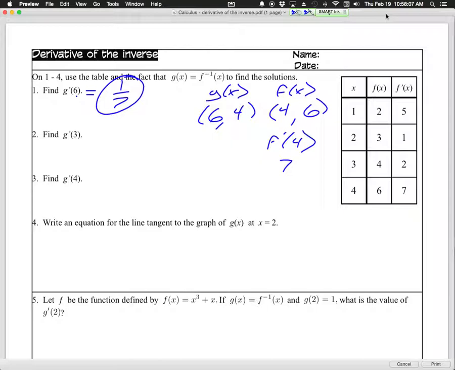It's all about keeping track of your ordered pairs, and when you plug into a derivative, you want to plug in the x value that belongs to that function. Okay? Because how did I know to plug in 4 here? Because it's the x value of f. Okay, so that's the main thing you got to keep straight. You need the ordered pairs, and always plug in your x value that goes with your function.